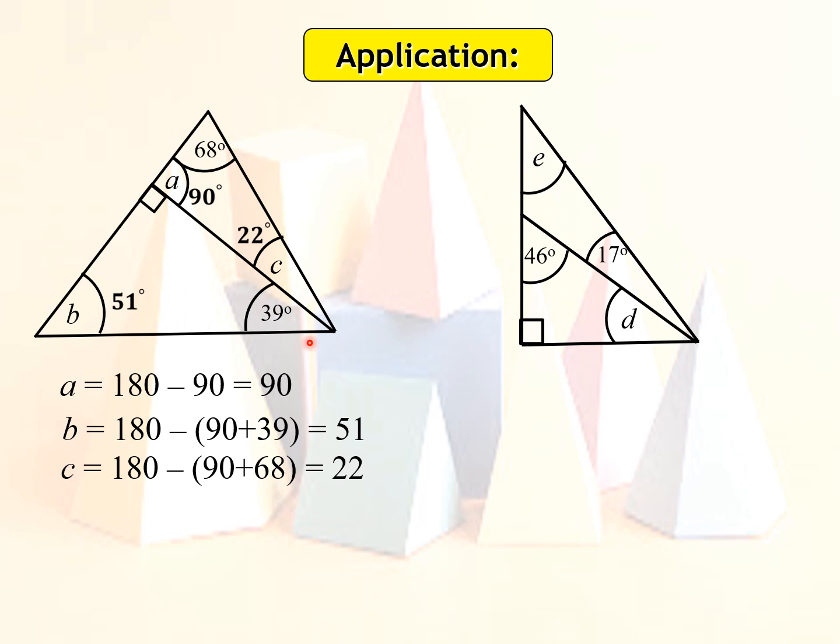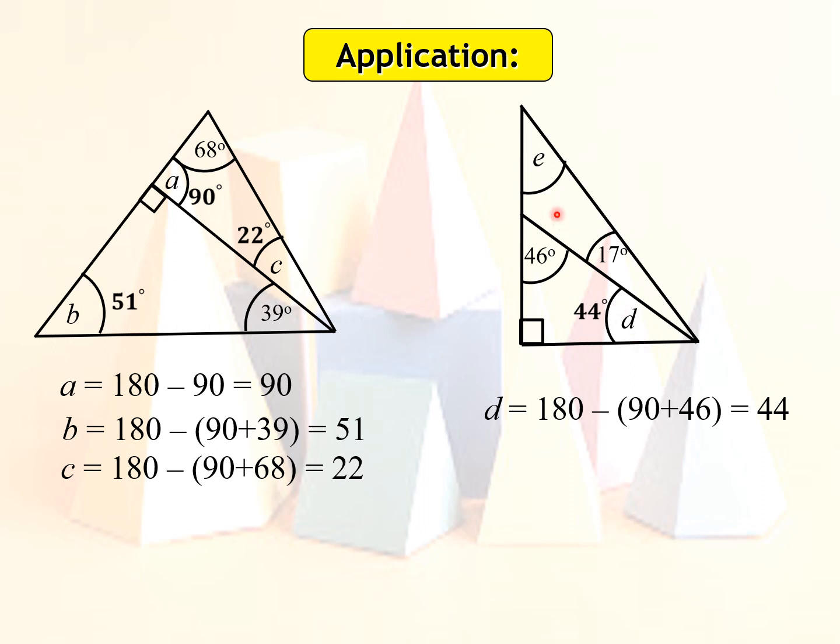Okay. Now, let's move on to the second figure. First, we are going to identify angle D. To get angle D, we are going to add 90. The small square indicates that it is a right angle, 90 plus 46. Then we are going to subtract it from 180, which is equal to 44. So angle D is equal to 44 degrees.